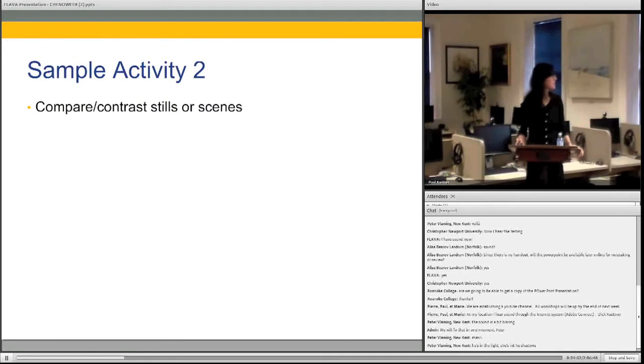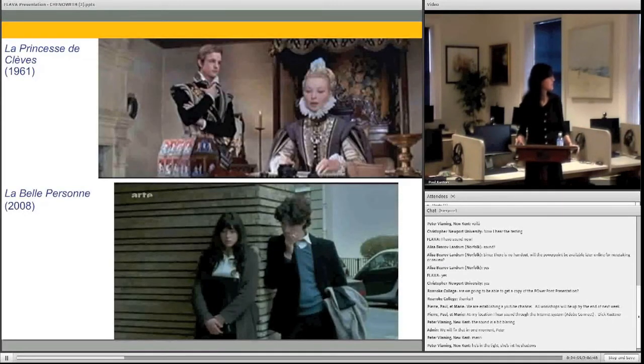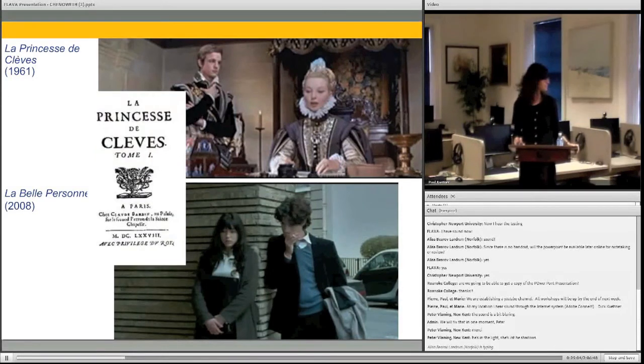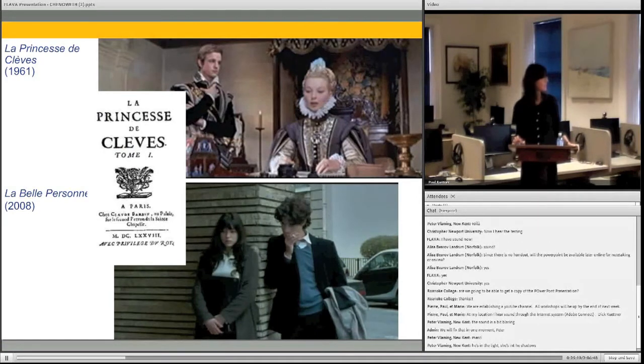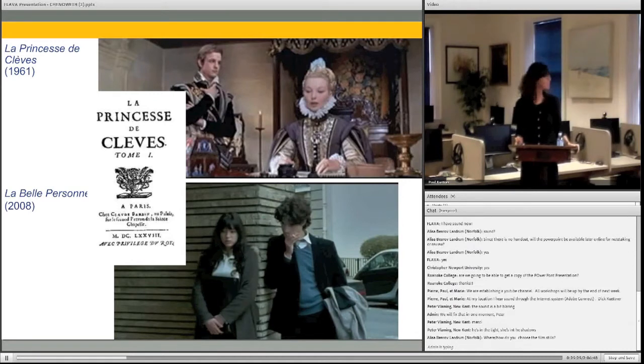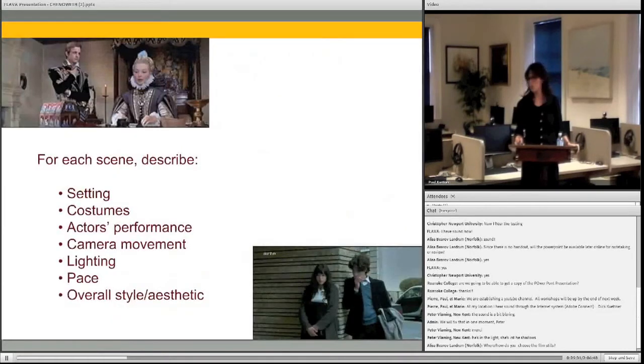So an activity I did last semester, with a more advanced class, was looking at two scenes that are adaptations of the same novel. The 1961 film La Princesse de Clèves and the 2008 film La Belle Personne are both adaptations of La Princesse de Clèves, the Princess of Clèves. Sorry, I thought I saw a question coming. So we watched the two scenes. They had seen all of one movie, and just a scene from the other. I didn't know if it mattered; you could probably use just the scenes. They hadn't read the novel.